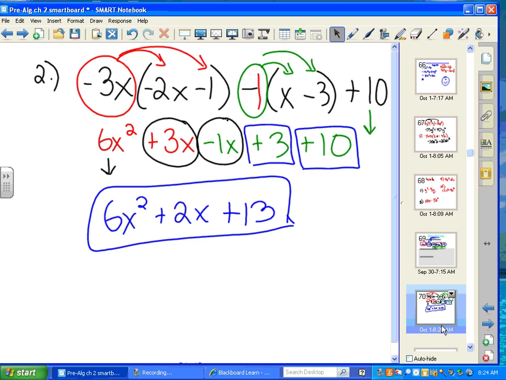You only distribute what is right next to a parenthesis. It has to be attached to it. Like that's attached, that's attached. Because really, the invisible multiplication symbol is between them.